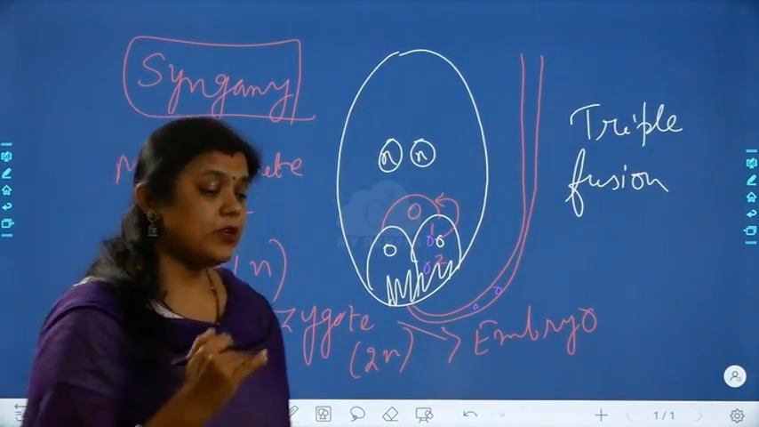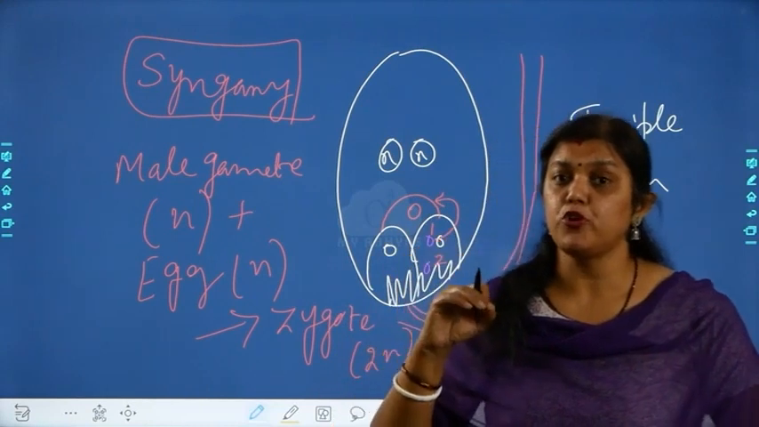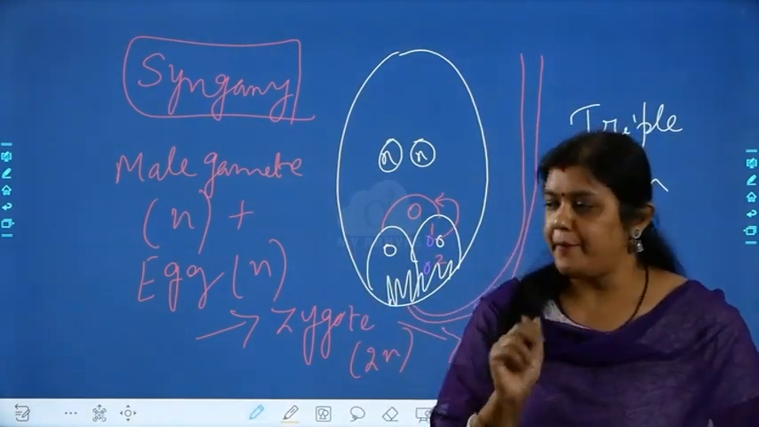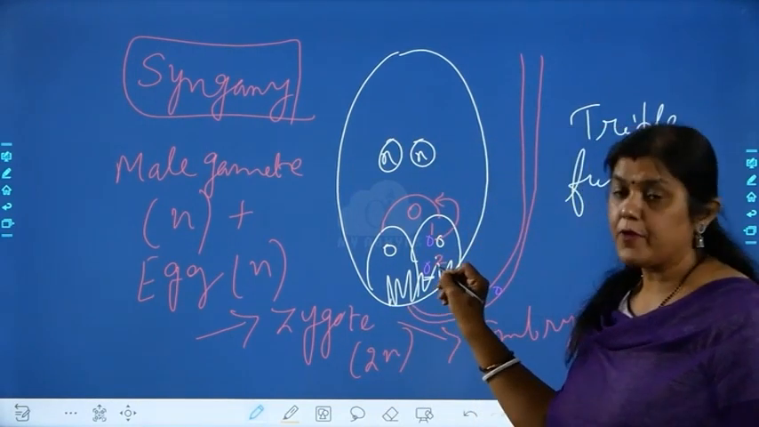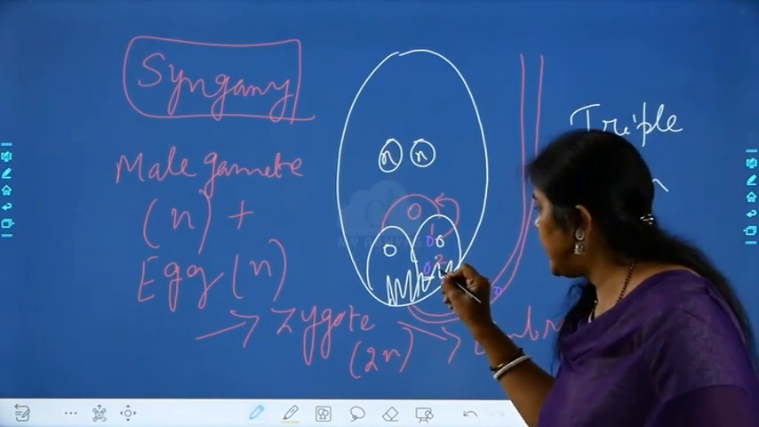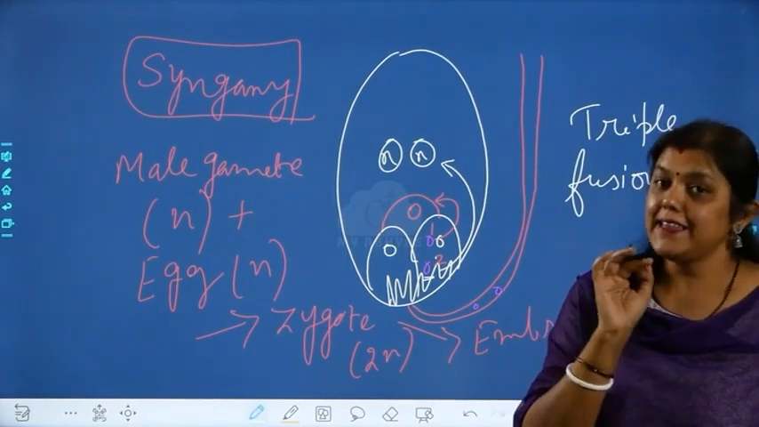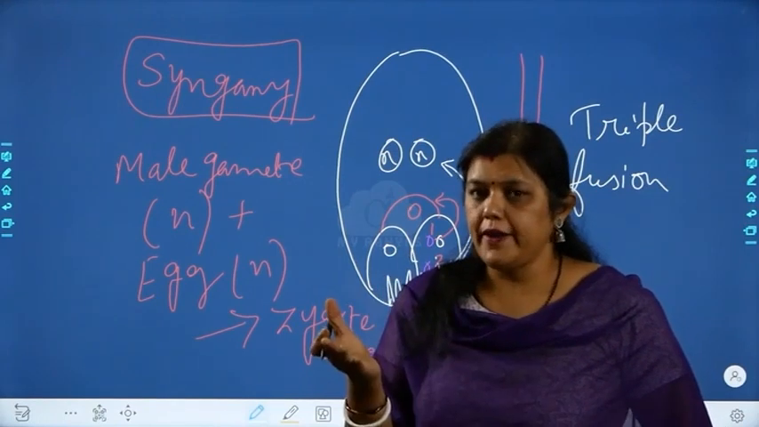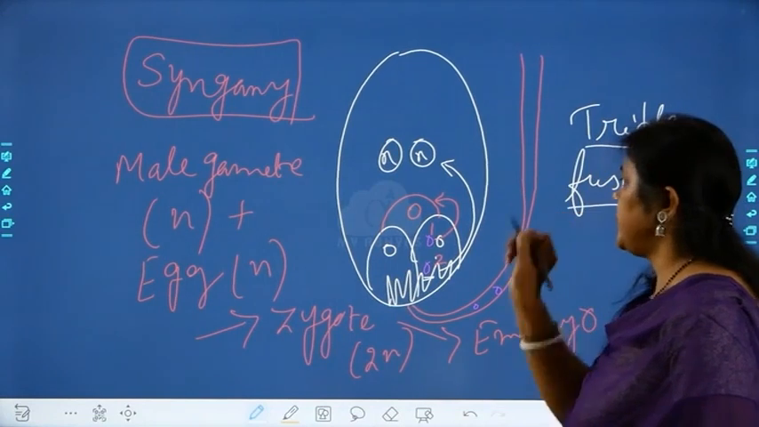Now, before it forms the primary endosperm, or before it goes for the triple fusion, triple fusion happens with this number 2 male gamete. You see the second male gamete with the polar nuclei. The triple fusion will happen between the other male gamete and the polar nuclei, and that is why it is called triple fusion. Now, why is it required? I'll tell you about it when I talk about endosperm. First, understand what triple fusion is.